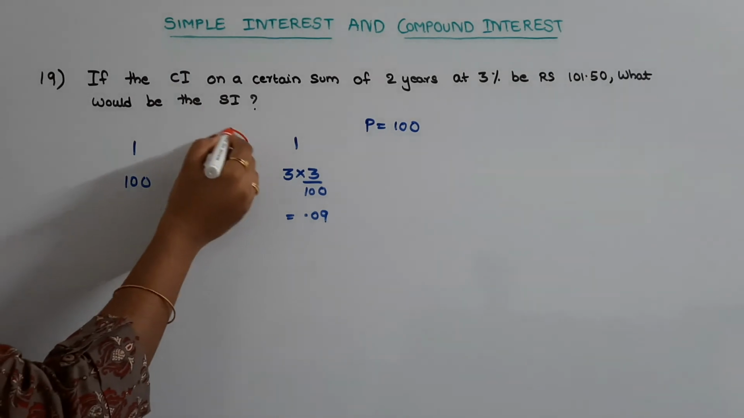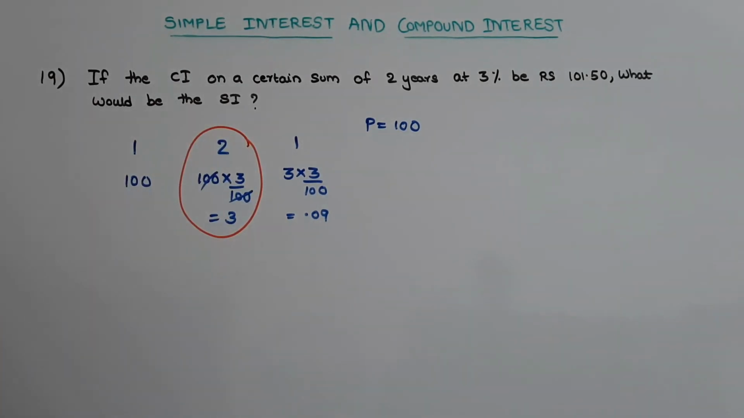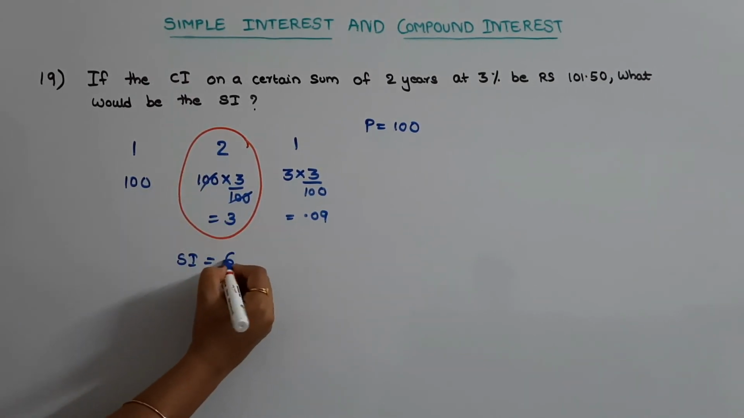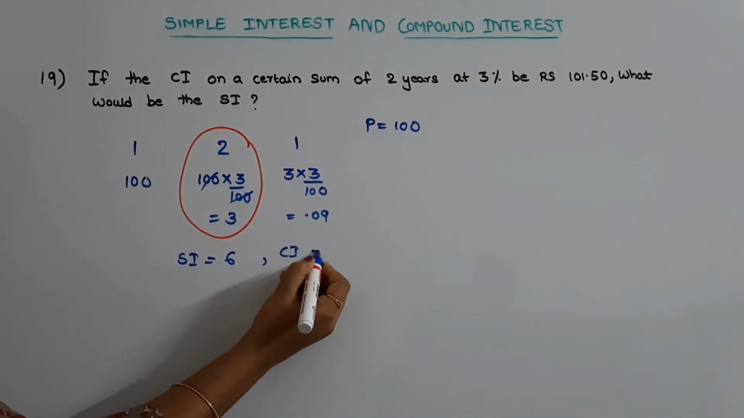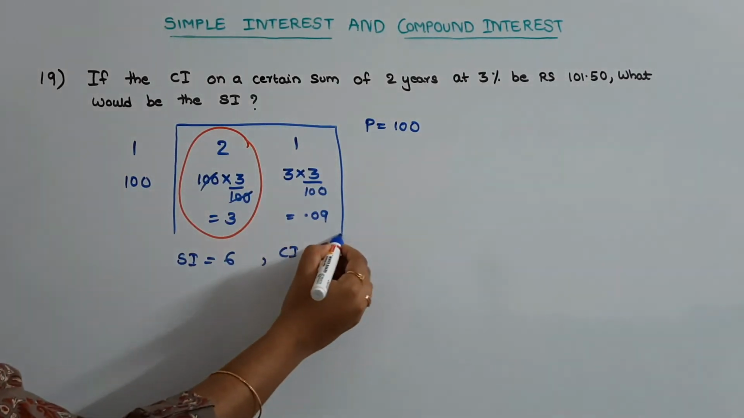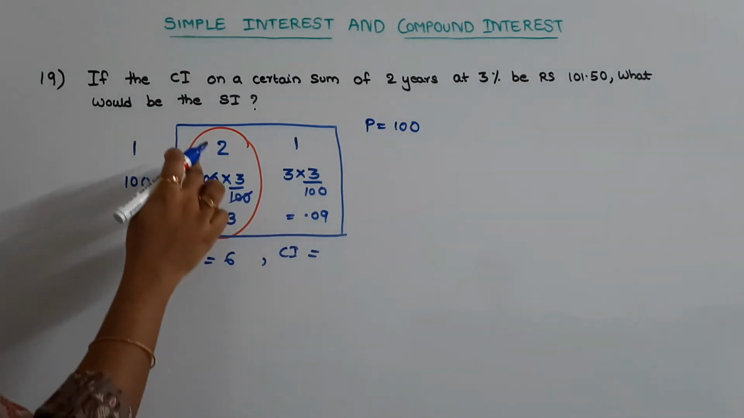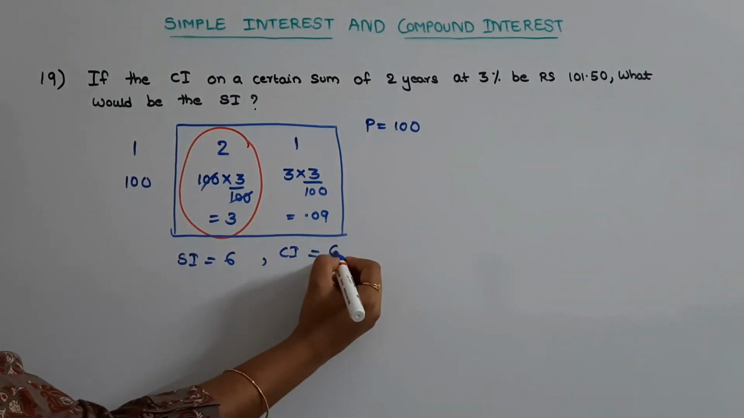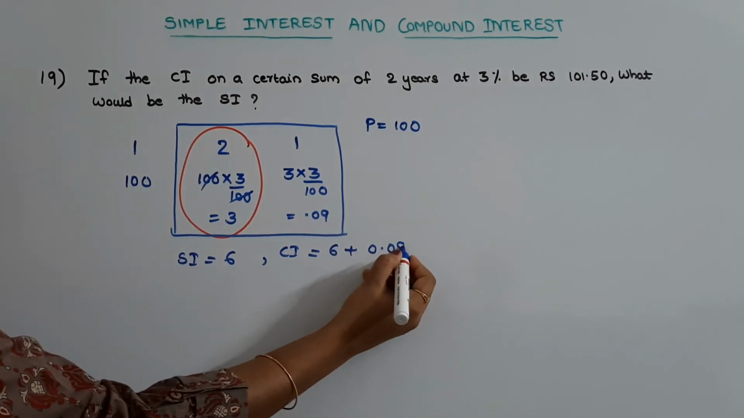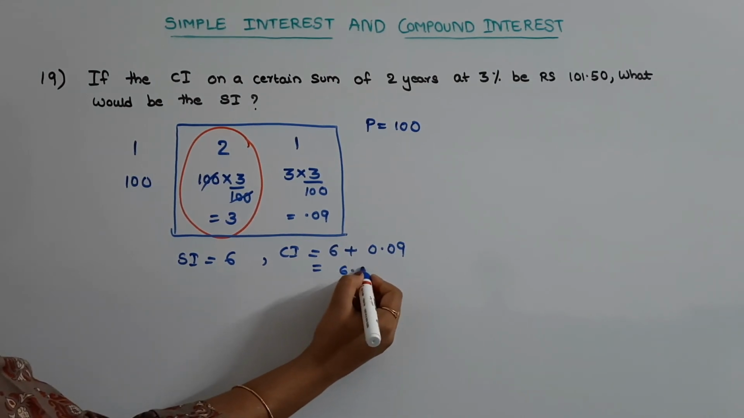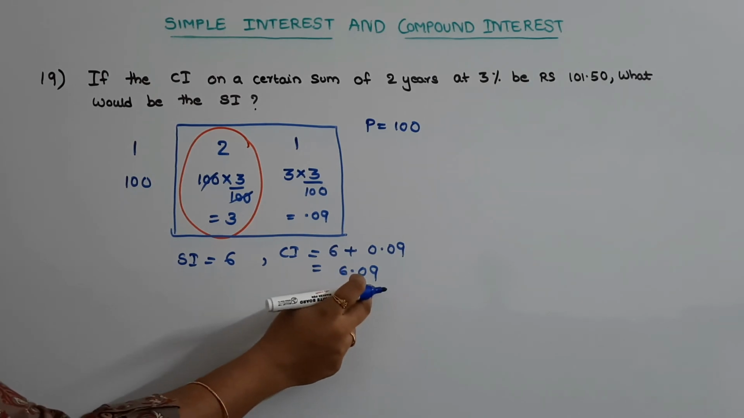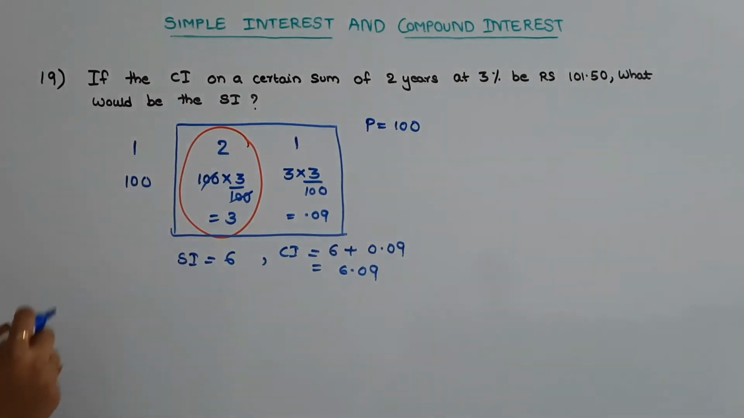Now what is the simple interest and what is the compound interest when the principal is 100? This part is for simple interest. Simple interest is equal to 2 into 3, that is 6. Now what is compound interest? Compound interest will be this full part, that is 2 into 3, 6 plus 1 into 0.09, that is equal to 6.09. Now the simple interest is 6 and the compound interest is 6.09 when the principal is 100.